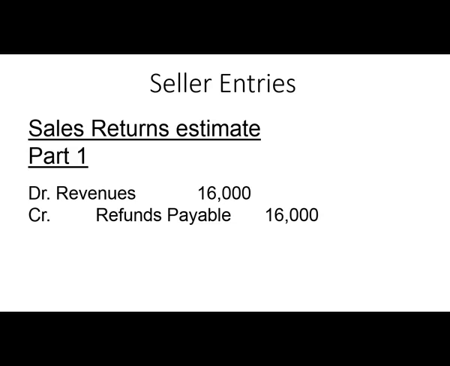But here is another example, similar to our closing, where revenues are going to kind of act funky. We're going to be decreasing revenues. But this makes sense, right? We expect that every time we sell, 4% are going to get returned. And so essentially we're under-recording our revenues by 4% because of that estimate.